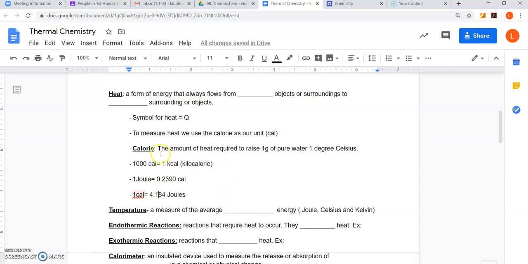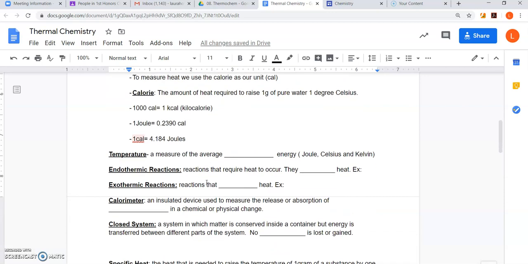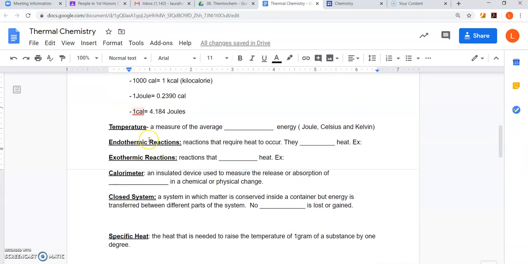But this is just dimensional analysis. This is just being okay with being given one unit and having to figure out how to get to another one, which we've done. All right, temperature is a measure of average kinetic energy. So that should be kinetic energy.